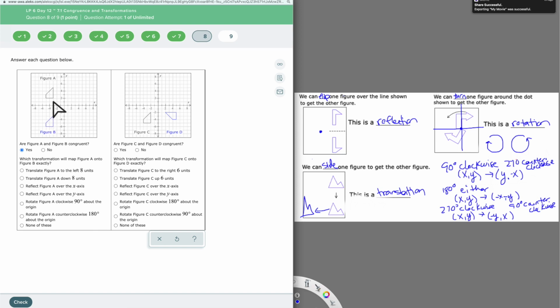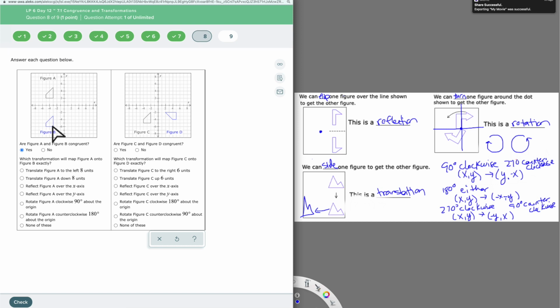1, 2, 3, 4, 5, 6, 7, 8. Why did I go all the way to the bottom? Where did I start? So I started at the bottom. I need to make sure I go all the way to the bottom of the figure. If I stopped here, that would not have worked. So I would have been shy a few units there. I want to go all the way to the bottom. So I moved a full 8 units down.